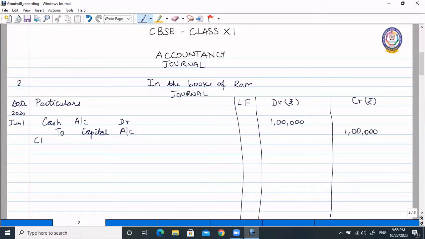Now what is the narration for this? Being cash introduced as capital. Okay. Next, on June 3rd, purchased goods from Harish.